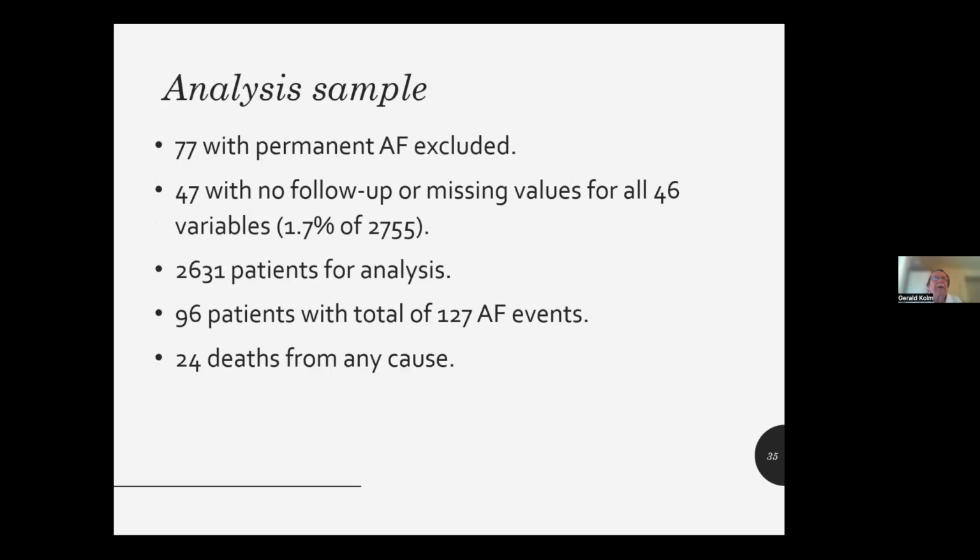Okay, so it turns out that for our analysis, there were some patients that were excluded, and there were 77 with permanent AFib, so those were excluded. And then it turns out there were 47 that had either no follow-up or a few that were missing values for all 46 variables.